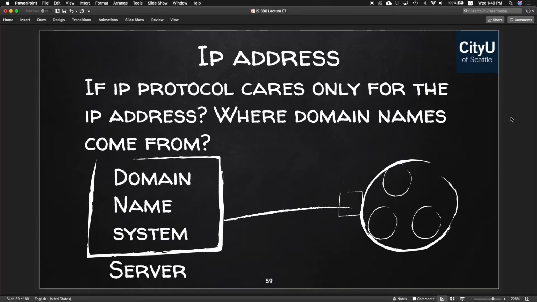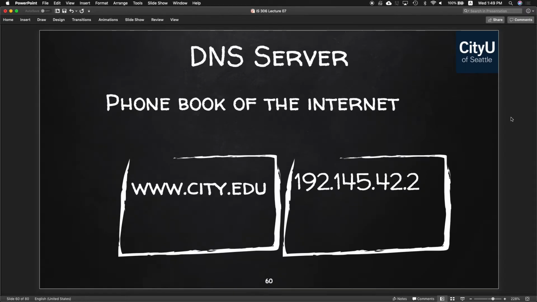So what it does, basically, is the router will communicate with this server and say, hey, do you happen to know the IP address of CityU.edu? And then the DNS server would respond, I do know the IP address of CityU.edu. Here's the IP address, and it gives back this example number of 192.145.42.2. And now the computer is able to understand that. Okay? So one thing to quickly put in your memory is that a DNS server is just the phone book of the internet.